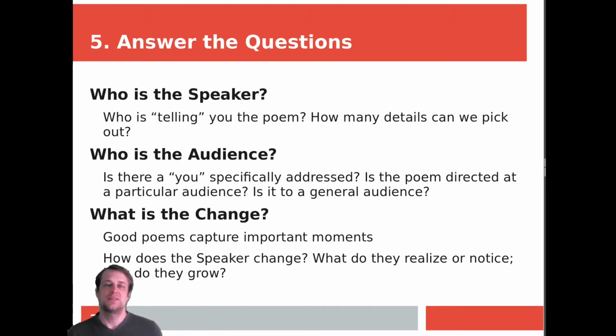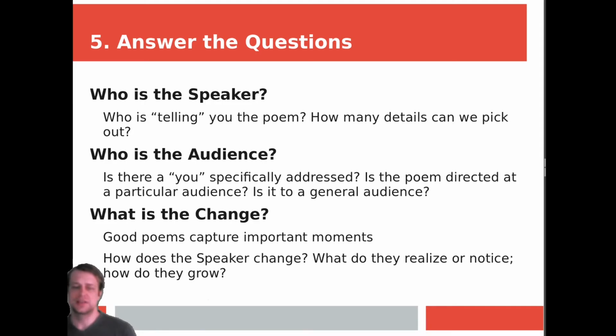And five, all of these things will help you answer these questions to learn more about the poem. The first question is, who is the speaker? Who is telling you the poem? How many details can we pick out? If there isn't a speaker, if there isn't someone saying, "I did this," or "my brothers and I were in the backyard," as in the Komanyaka poem, then there's at least a main character for the poem, someone that you can figure things out about.